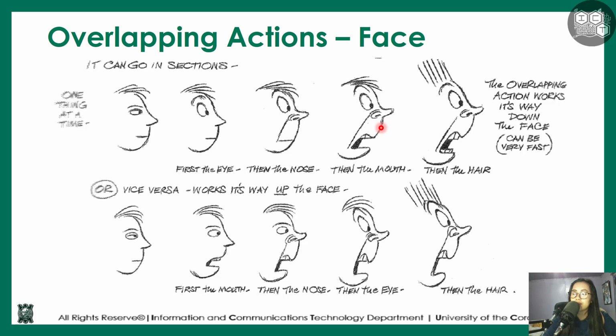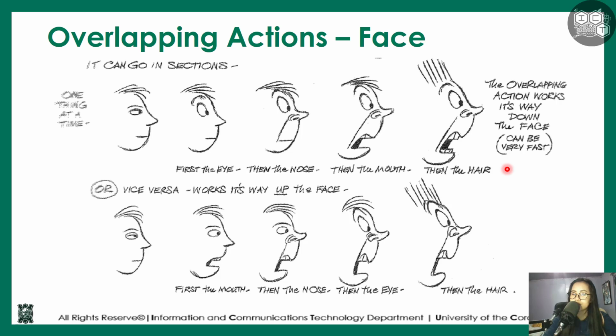Lastly, we have overlapping actions for the face. So overlapping actions for the face is very much similar to changing expressions, wherein it would be better for you to have a change in facial expressions if you're going to go about it with sections. So for example, we have a normal facial expression to a horrified facial expression. You would start off with parts of it. So the first one would be the eyes. From the eyes, you can then move on to the nose. From the nose, you can then move on to the mouth, and then lastly, the hair.